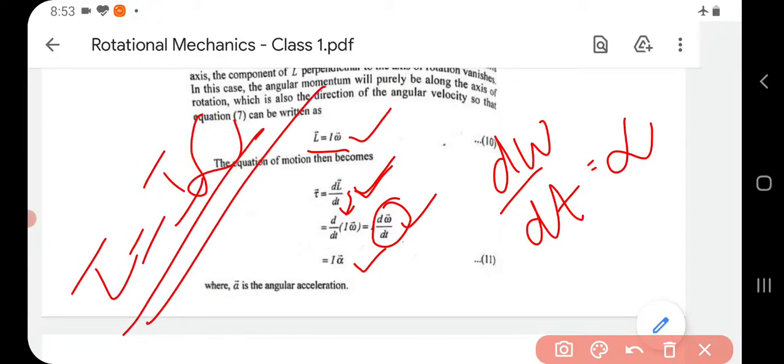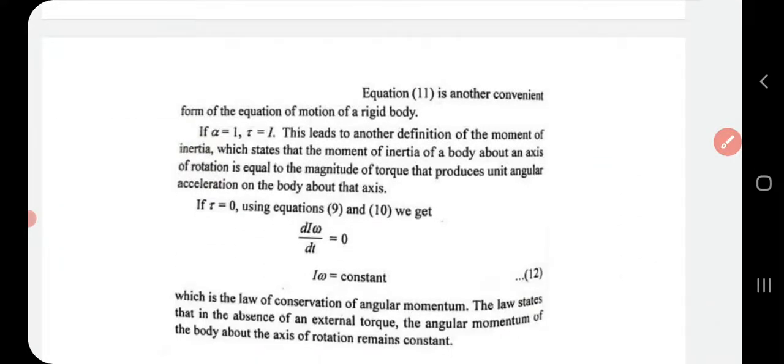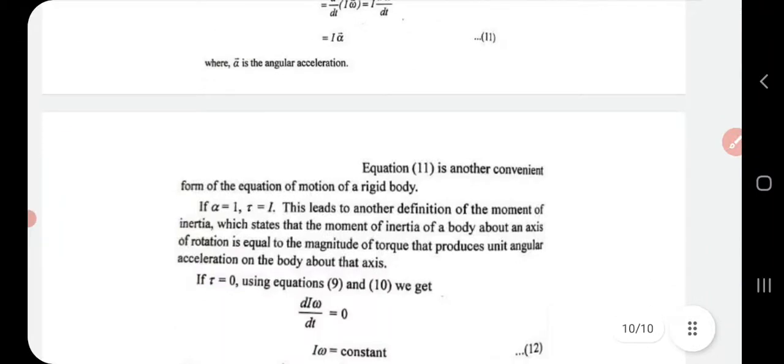Just remember that equation. No need of including it in the essay. So keep in mind that equation. You may be asked to solve problems related to that. Tau equals I alpha: the relation between torque and angular acceleration. Tau equal to I alpha is another convenient form of the equation of motion of a rigid body. That also can be taken as another form of equation of motion of a rigid body.